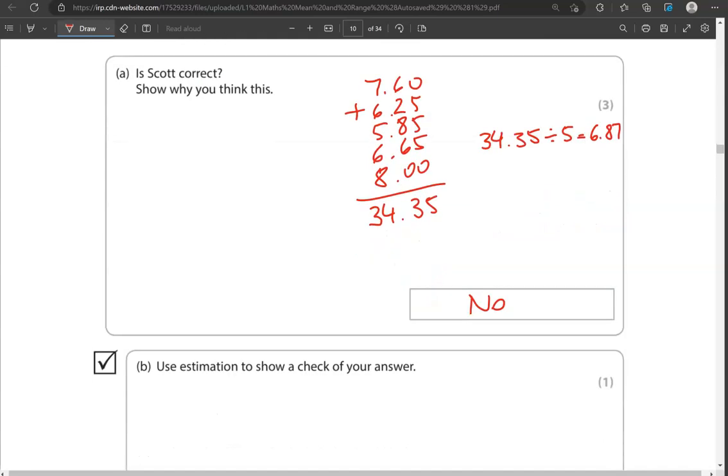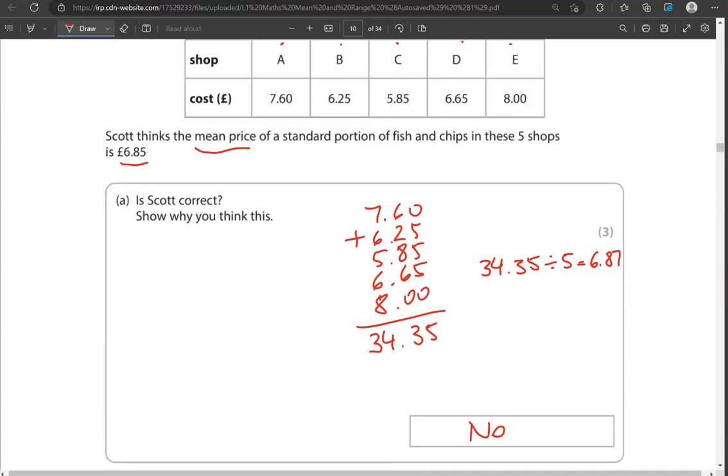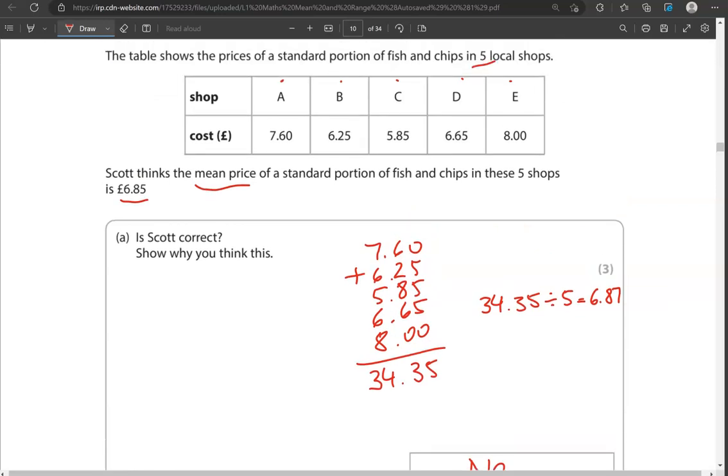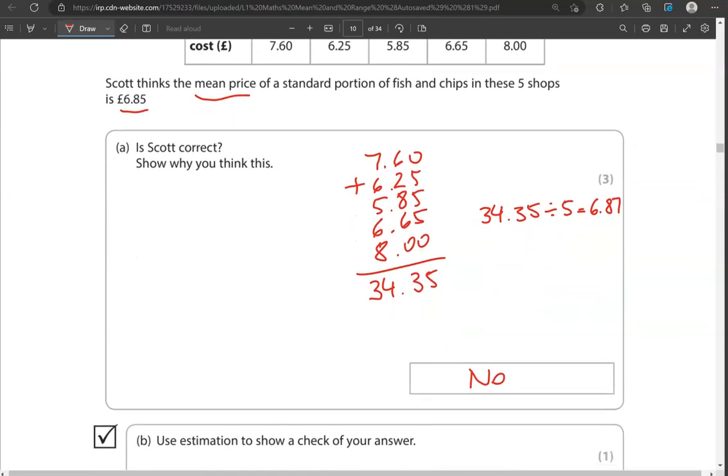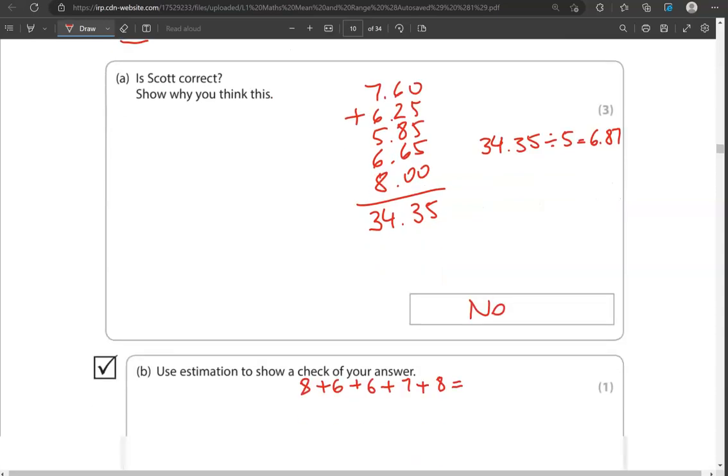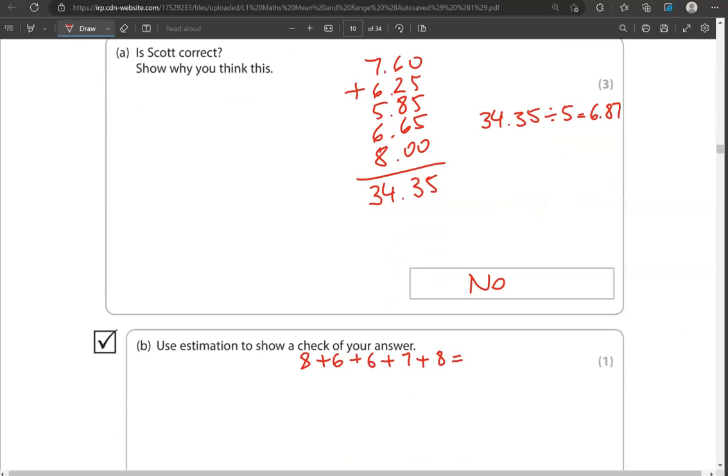Use estimation to show a check of your answer. So £7.60, we can round that to £8. £6.25, we can round that to 6. £5.85, we can round that to 6. £6.65, we can round that to 7. And £8 doesn't really need any rounding. It's already rounded in a way.